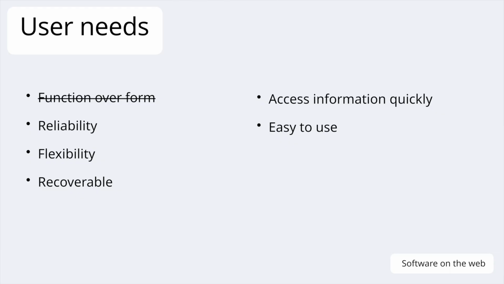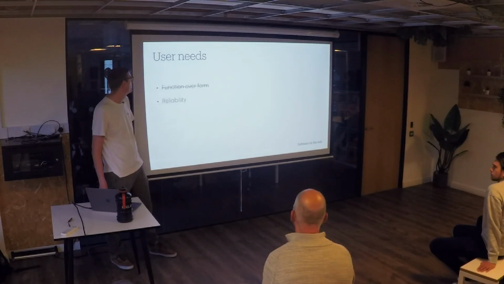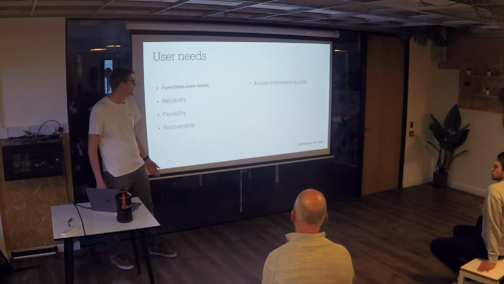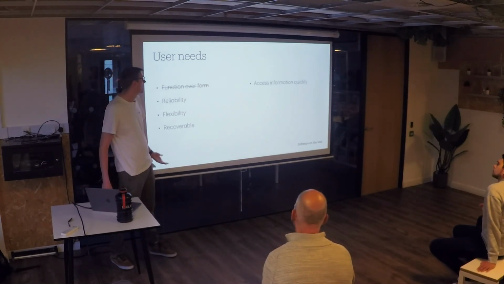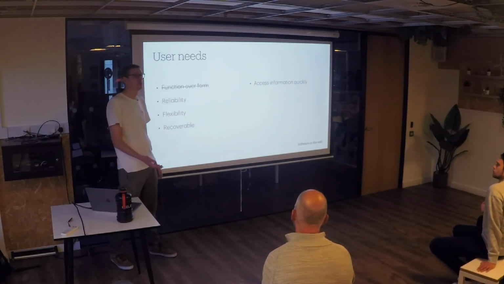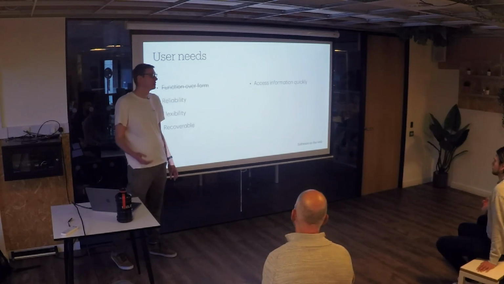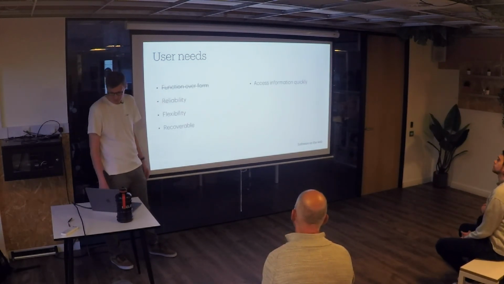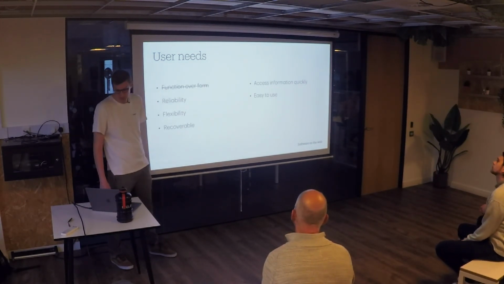User needs from these, again, function over form. Form is important because it's now client facing. You've still got that brand representation that's important, but it definitely still needs to be reliable, needs to be flexible, recoverable for the user, so they can do the tasks they need to without having to get in touch with the client. They still need to access the information quickly. The UX is important. You can't just train someone and go, oh, this is how you do it, even if it's a bit rubbish. It still needs to be clear and easy to use.